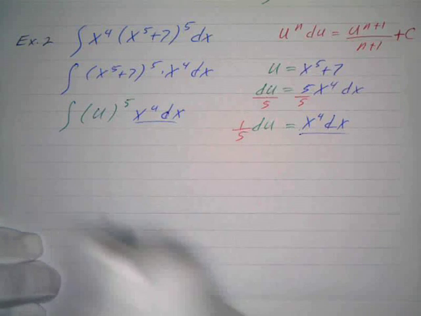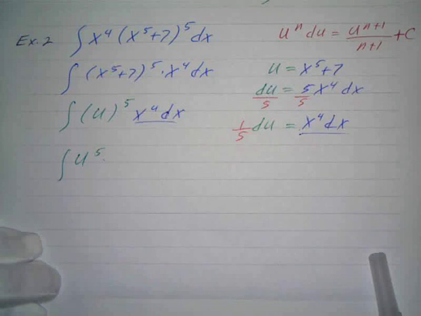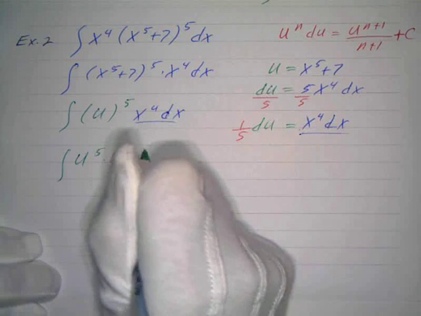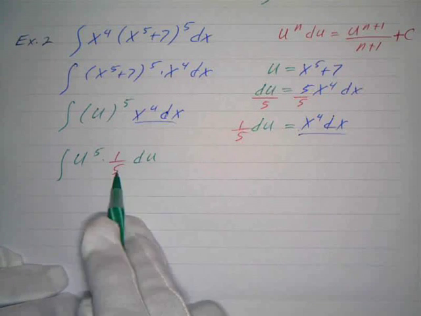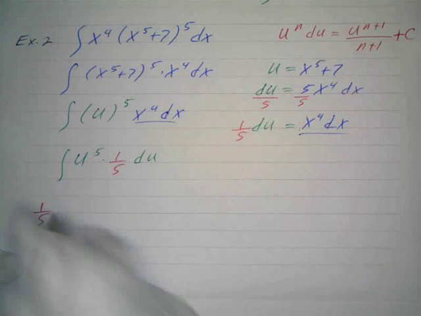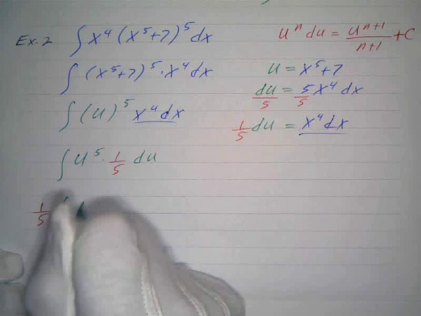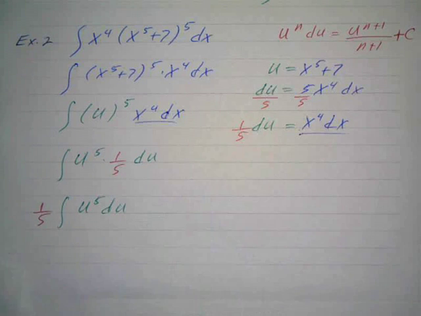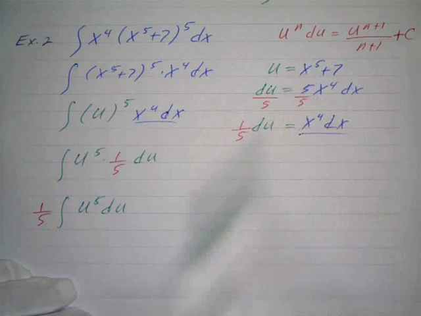So now I'll rewrite this as the integral of u to the fifth times 1/5 du. And I'm almost ready to go. This almost looks like u to the n du. I just happen to have a 1/5 here, so I'll just move this out in front using the constant multiplier rule. And I've got the integral of u to the fifth du, and I'm ready to go. This is just exactly like what I have here. u to the n du, u to the fifth du, where n is 5.